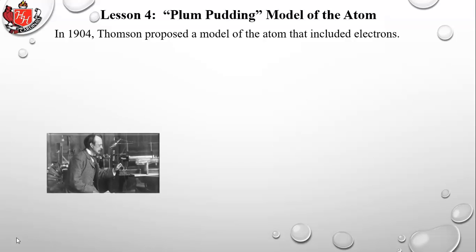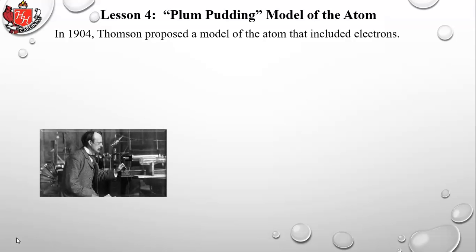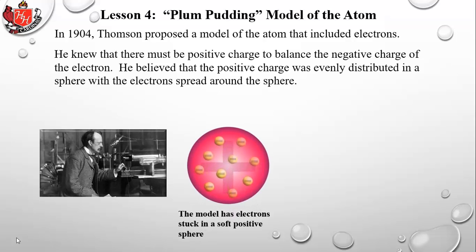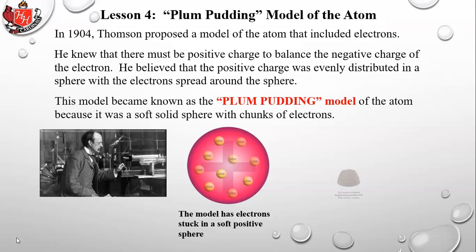In 1904, Thomson proposed a model of the atom that included electrons. At this time, that was the only one of the three particles that was known. He knew that there must be a positive charge to balance the negative charge of the electron. He believed that the positive charge was evenly distributed in a sphere with electrons spread around the sphere. So the model has electrons stuck in a positive sphere.